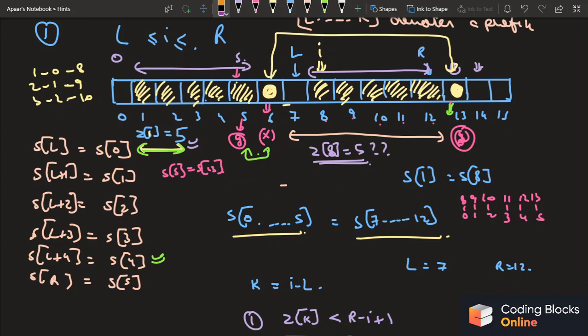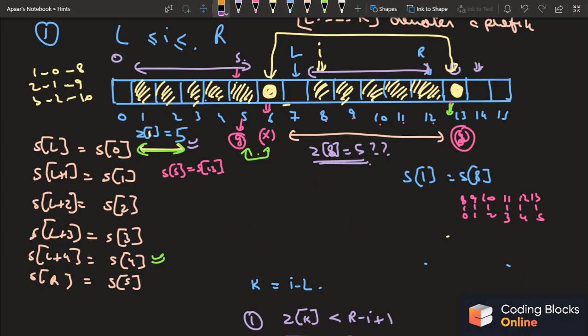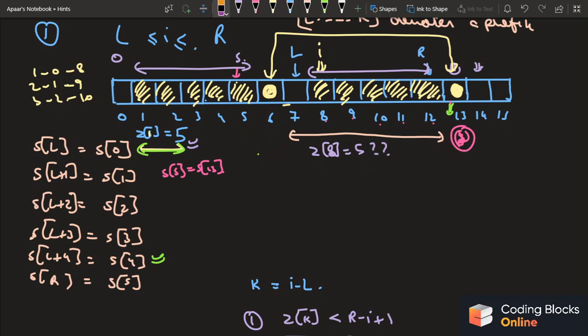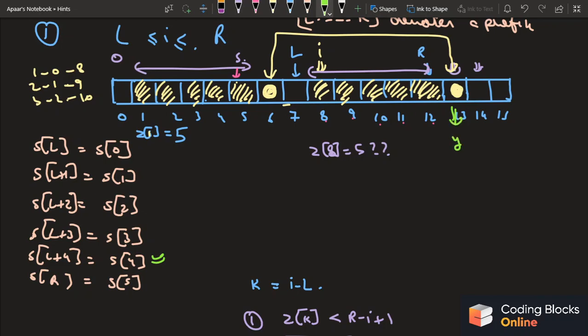Let me just erase these. See, don't get confused over here. I'll go a little slow over here. Okay, so let's take this character equal to some x character or y, as we already took, and let's take this character equal to some y character, and let's take this equal to x, right?